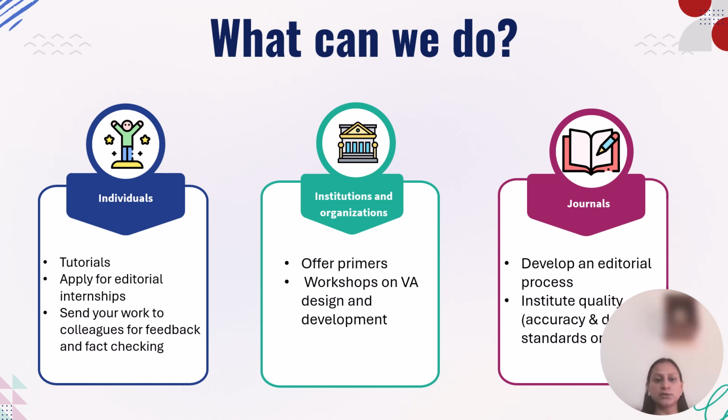And what can the institutions and organizations do? They can offer primer courses and workshops on visual abstract design and development, like the wonderful thing that is being done by St. John's Medical College. What can the journals do? They need to have a robust editorial process for the visual abstracts. They need to have a separate editorial board for the visual abstract itself to institute quality and accuracy.